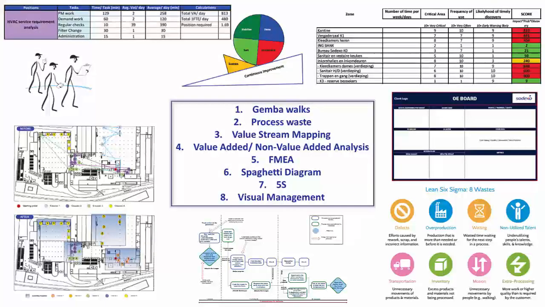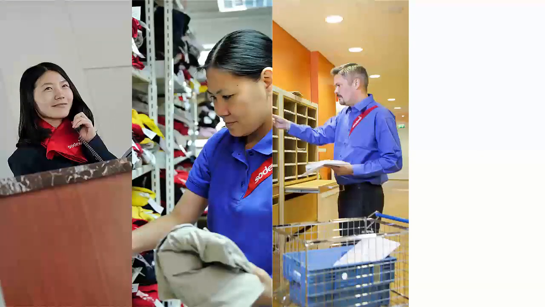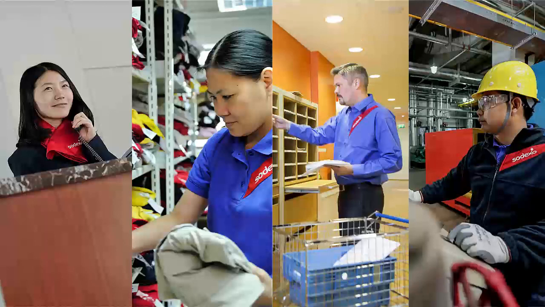In this video, we'll start by looking at the process of VA and NVA analysis, which can be performed in any service, but we use it predominantly in reception and security, logistics, mailroom, and technical maintenance. In this video, we'll follow an example for the reception and security service.